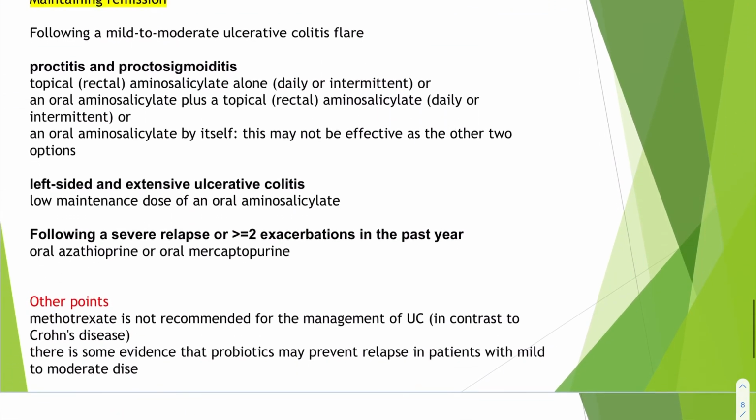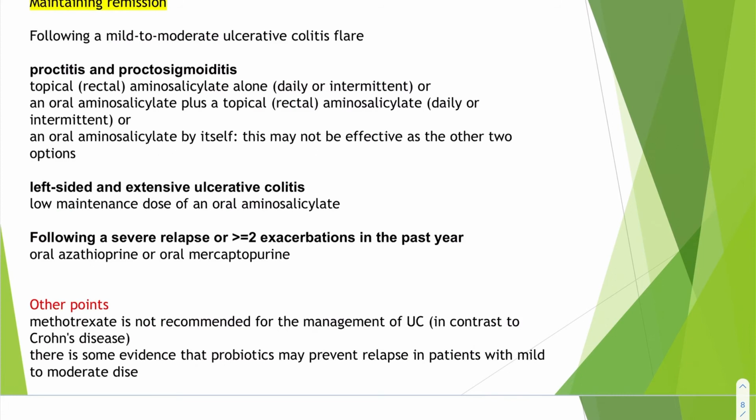For maintaining the remission from a mild to moderate ulcerative colitis flare, if there is proctitis or proctosigmoiditis: topical aminosalicylate alone, daily or intermittent, or an oral aminosalicylate plus a topical aminosalicylate, daily or intermittent, or an oral aminosalicylate by itself. However, this may not be as effective as the other two options. So for maintaining remissions also, you can see that the salicylates have a big role, and depending on the condition, we can use either a topical form or oral form.